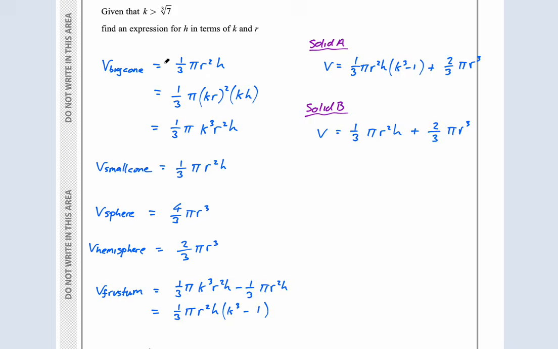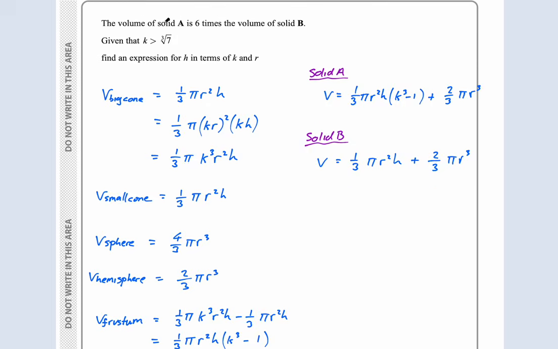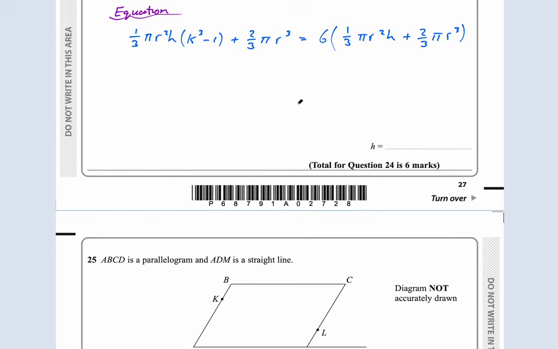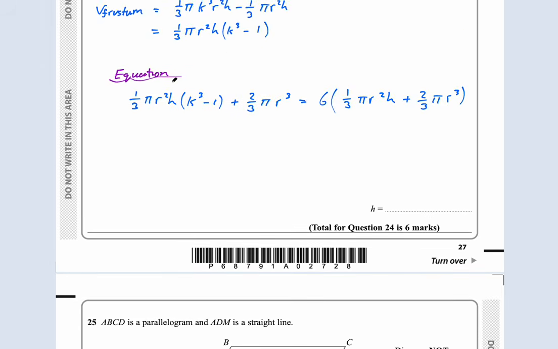He says the volume of solid A is 6 times the volume of solid B. Find an expression for h in terms of k and r. And he says, given that k is greater than the cube root of 7, I'm not sure why he's given us that, but I guess it's part of this. So we need to find h. That's our goal. He hasn't actually given me that much space.